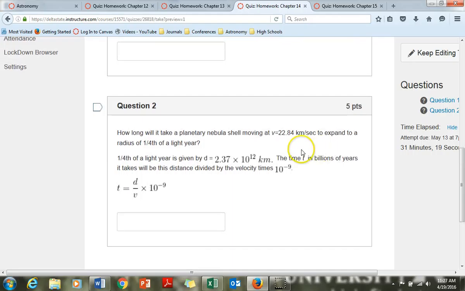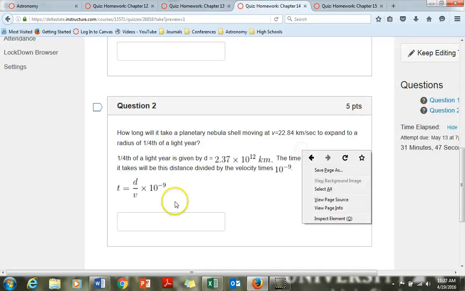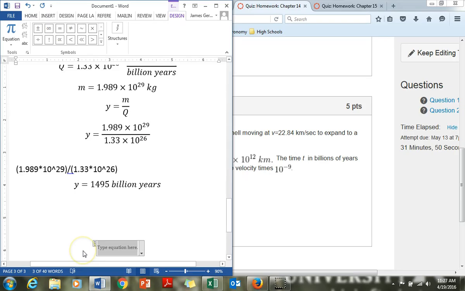Bring the problem down where you can actually see it. So we have our velocity, 22.84 kilometers per second. We want to know how long at that velocity it would take to go 1/4 of a light year. And 1/4 of a light year is 2.37 times 10 to the 12 kilometers. I set this up so that when you get through calculating it, you multiply by 10 to the minus 9, and you get the answer in billions of years.